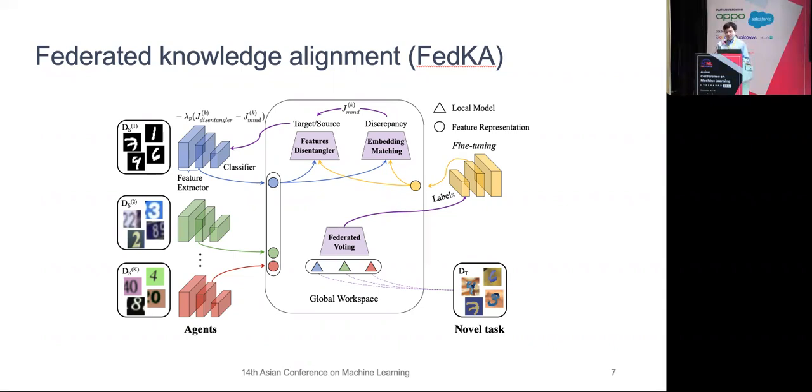This framework consists of three building blocks. First, the global feature disentangler and the embedding matching, and finally, the federated voting components. I will go through these three different components in the following slides.